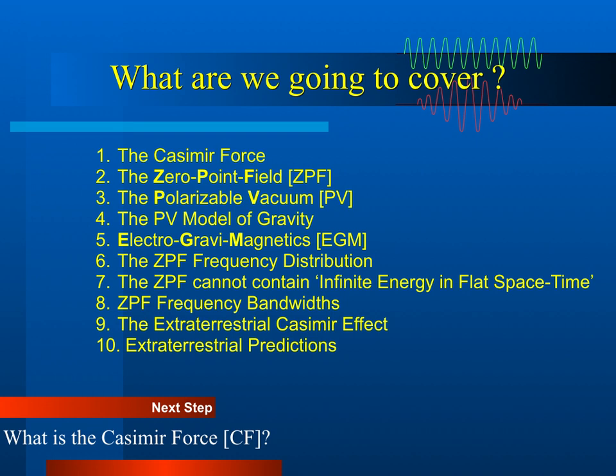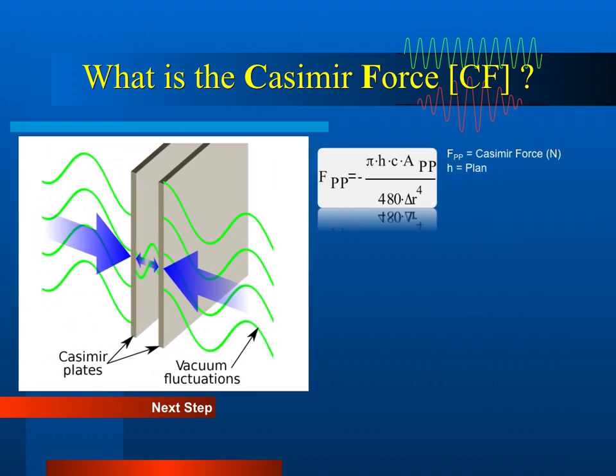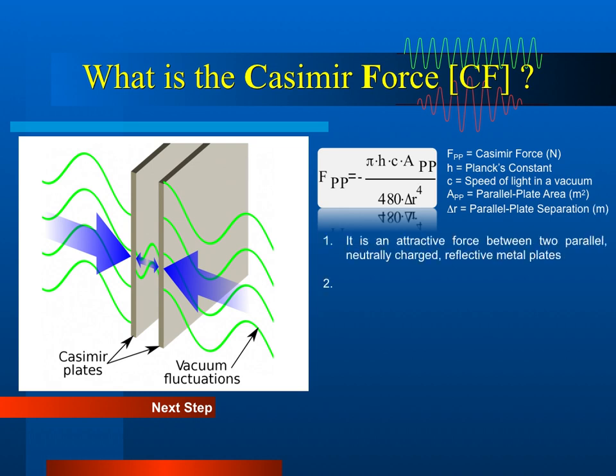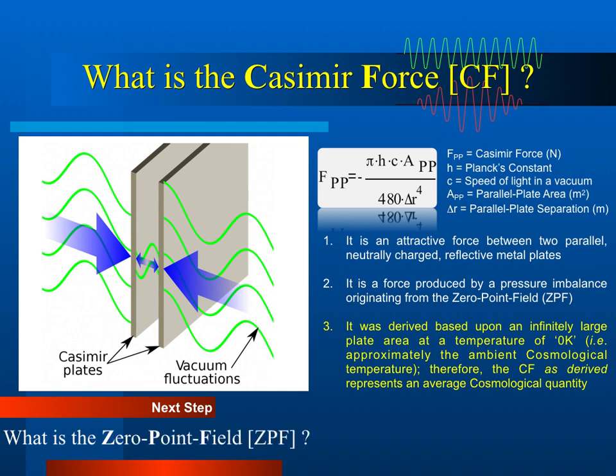So, what is the Casimir force? The Casimir force is literally a force from nothing. It arises when two parallel, neutrally charged, reflective, metallic surfaces are in close proximity. In such a configuration, virtual particles emerging from the zero-point field induce a pressure differential across the system, resulting in the environment doing work upon the plates to push them together.